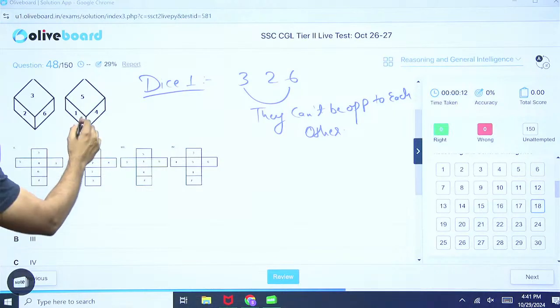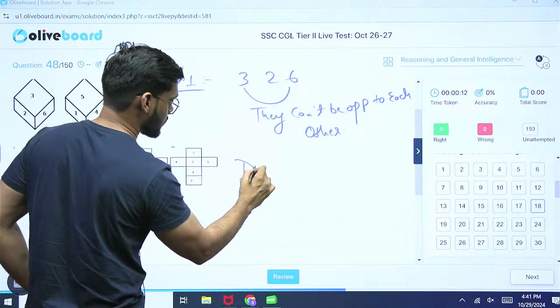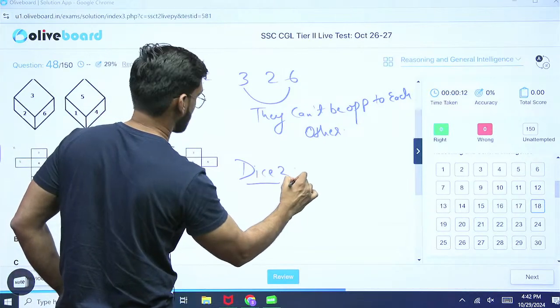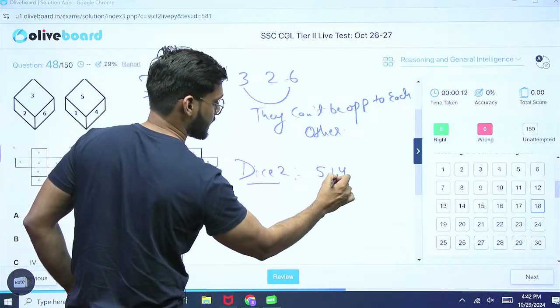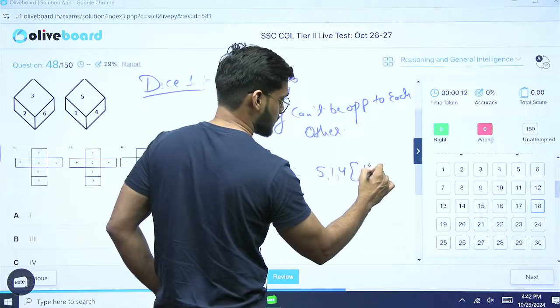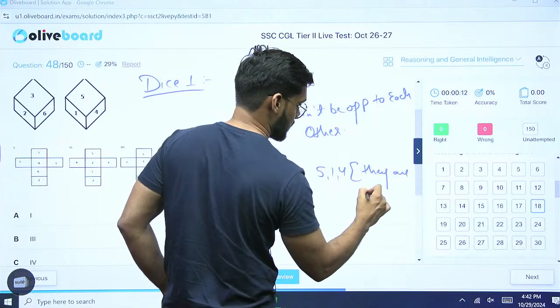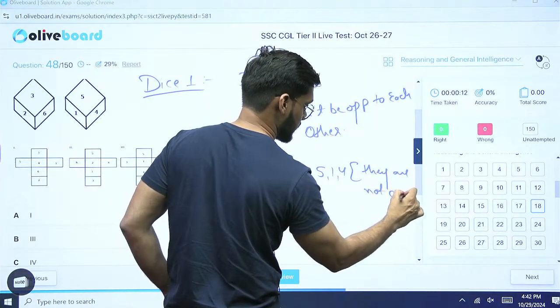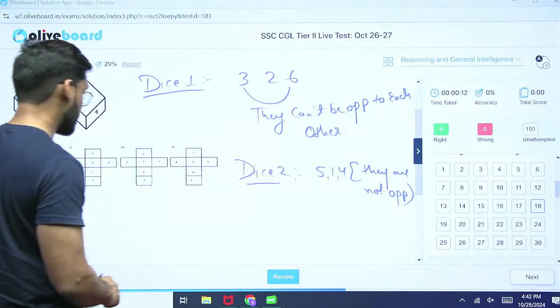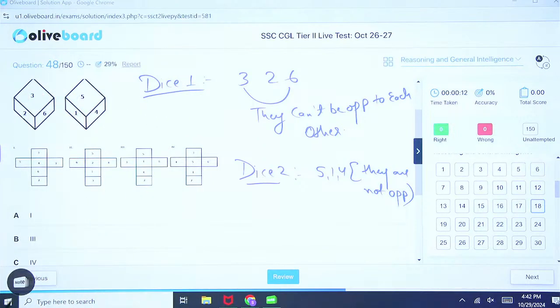See, 5, 1 and 4, and in dice number 2, 5, 1 and 4 are coming adjacent, so they are not opposite, as well. So I can say that this figure will be wrong, because 5 and 1 are coming at the opposite places after one element, right?